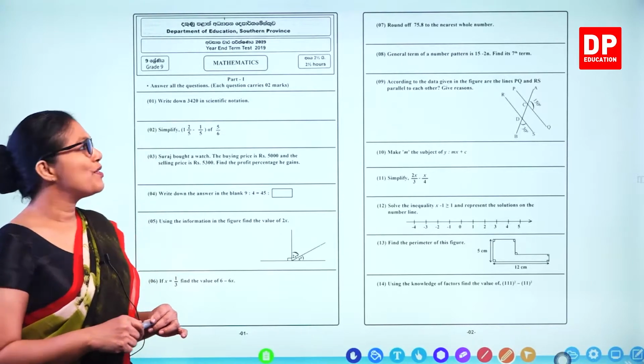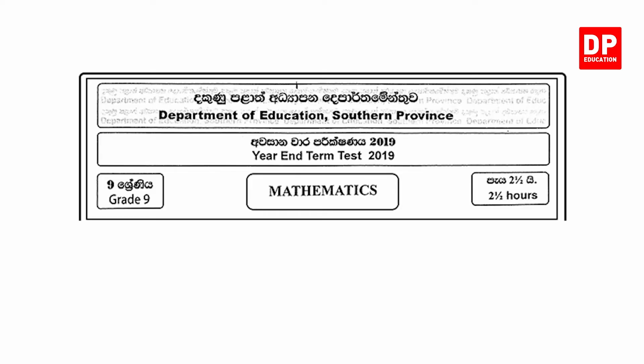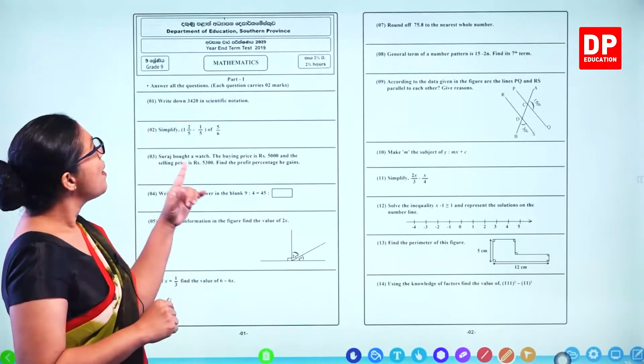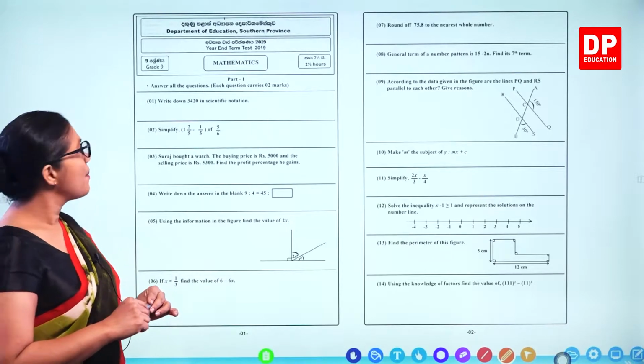Hello grade 9 students. Today I am here to do the Department of Education Southern Province end of year term test 2019. So this is a 2.5 hours paper.